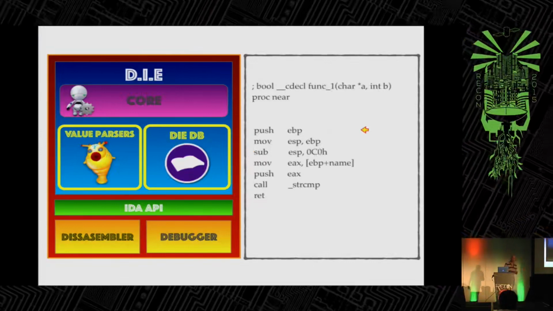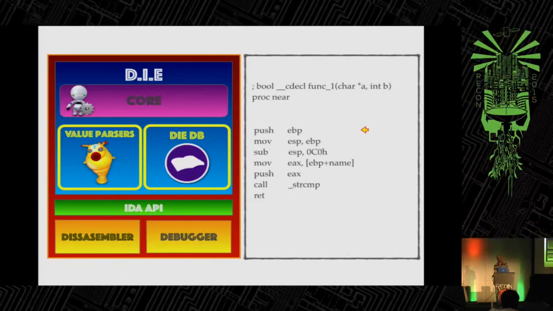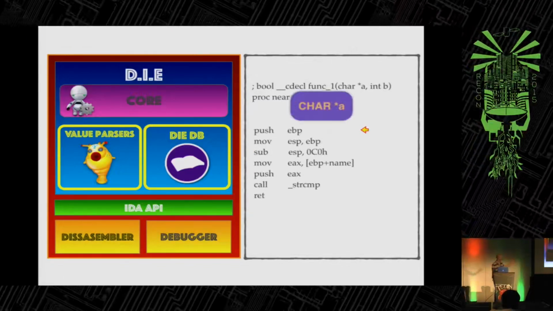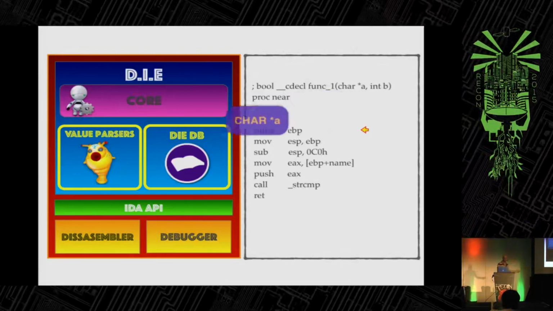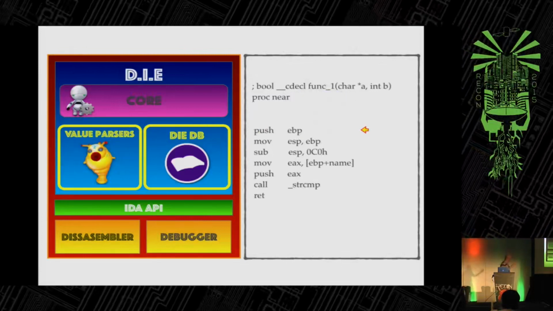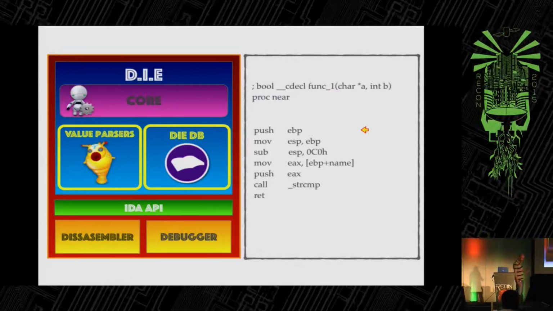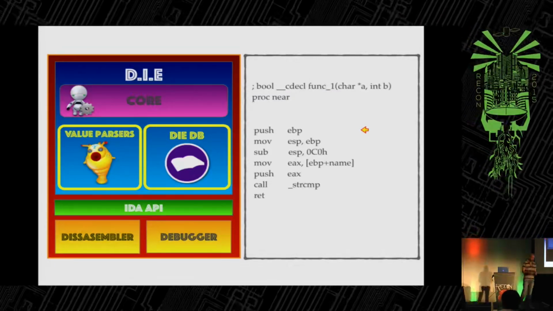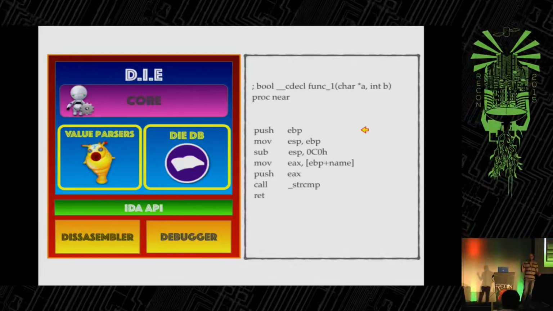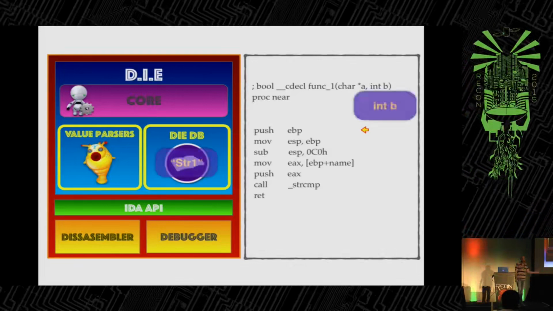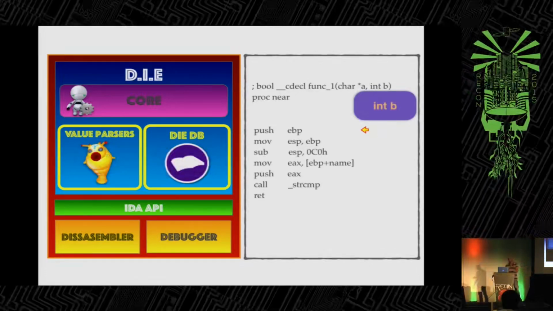Now, once we've stepped into the function, we just start to take the function arguments. So using the disassembler, take the first argument, which is char* A, and this is now passed to the parser plugin framework. Since we know the type and the parsers know the type, the string parser is pulled out and used on this value. The output of this will be str1, and str1 will be stored in the database.